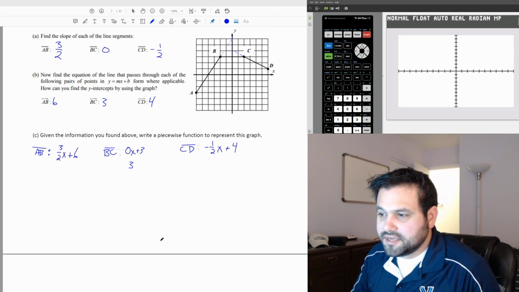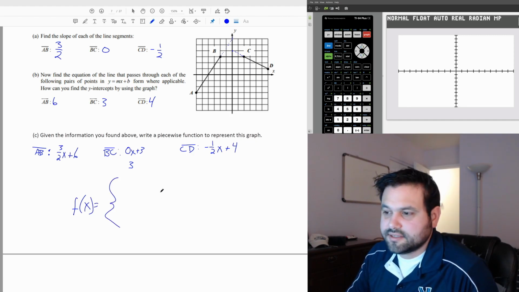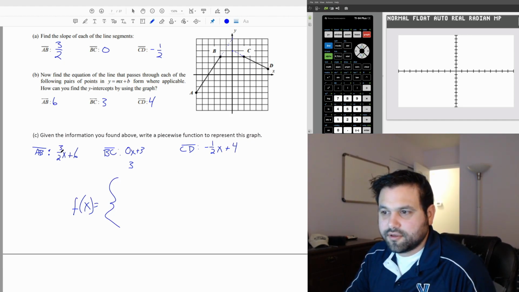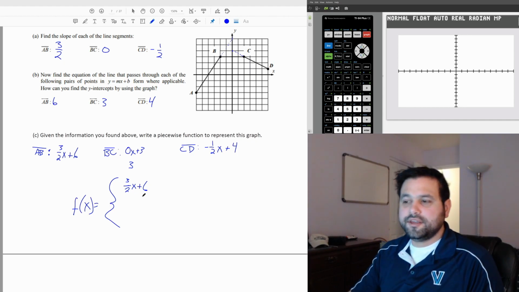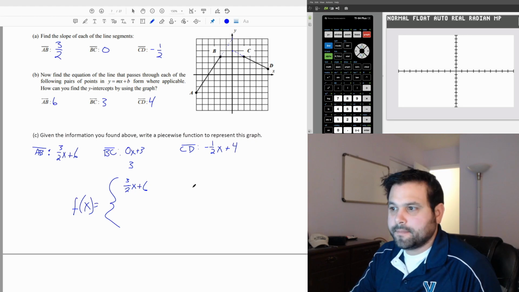Now to write the piecewise function, I'm going to do my function notation, f of x equals, and I'm going to do these little fancy squiggly brackets. And I'm going to start with the rules. So this is 3/2 x plus 6. And when do I use this rule of 3/2 x plus 6? I have to put that over here.